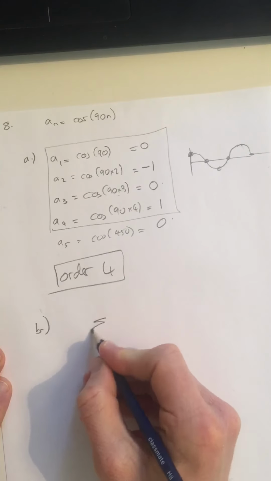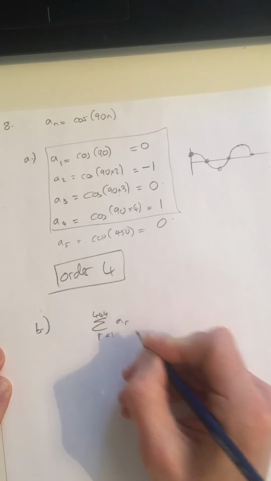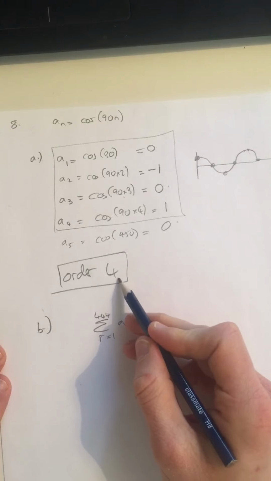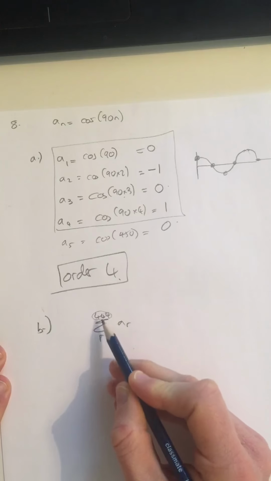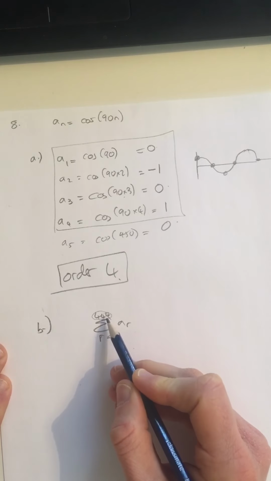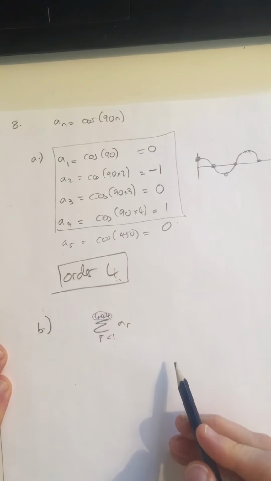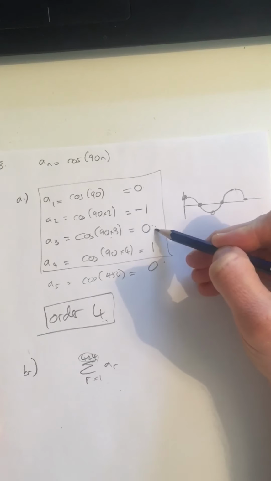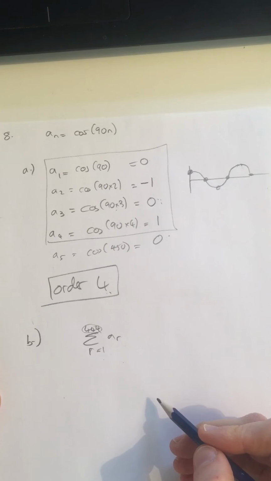Part B says we want the sum from the first term up to the 444th term. Well, we know that it repeats itself every 4 terms. And if I want 444 terms, well, that's just going to be 111 lots of this. I will have this sequence here repeating 111 times to get 444 terms in total.